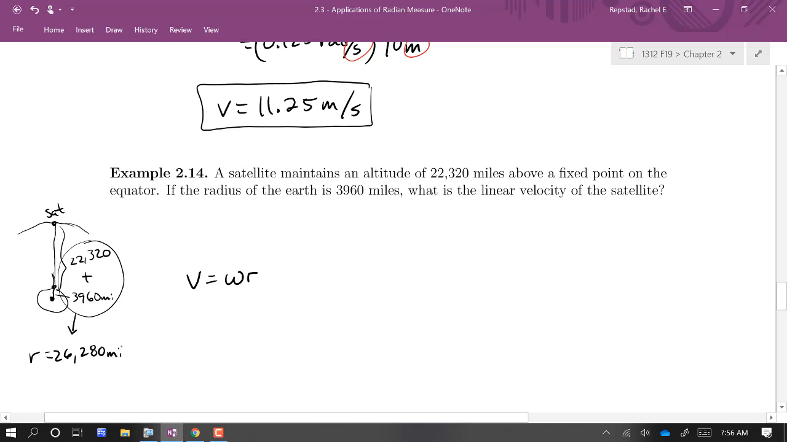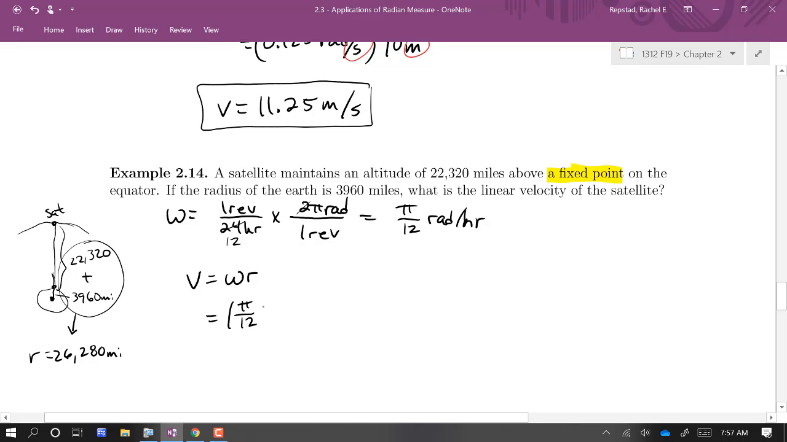To find omega, what's really key here is that it's above a fixed point on the equator. So its angular velocity is the same as the angular velocity of the Earth when it rotates on its axis. And so that is 1 revolution every 24 hours. I want to convert this into radians per hour. So 1 full revolution is 2 pi radians. We can reduce this. 2 goes into 24 12 times. We have pi over 12 radians per hour. And now we're ready to plug these in.